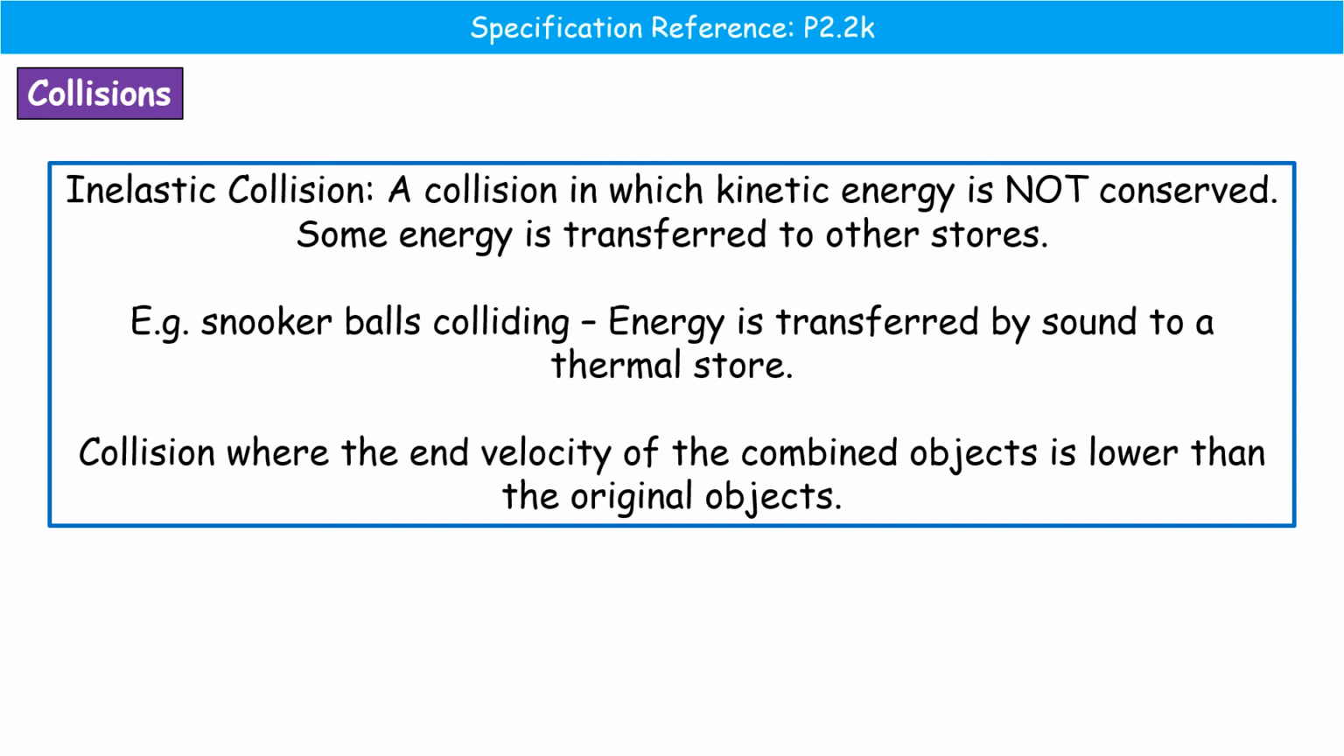So the example we had on the previous slide of our snooker balls colliding, with some of the energy being transferred as sound to the thermal store, is a good example of an inelastic collision. So do remember that this is where the end velocity of those combined objects will be lower than the original objects, because some of that kinetic energy has gone to the thermal store.